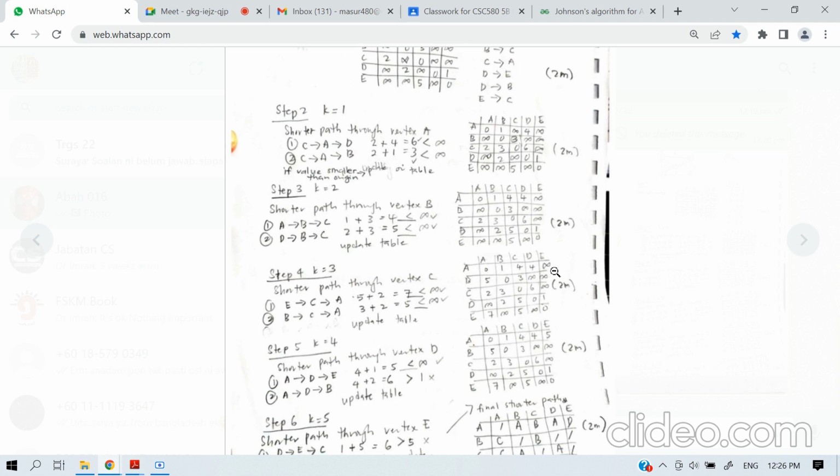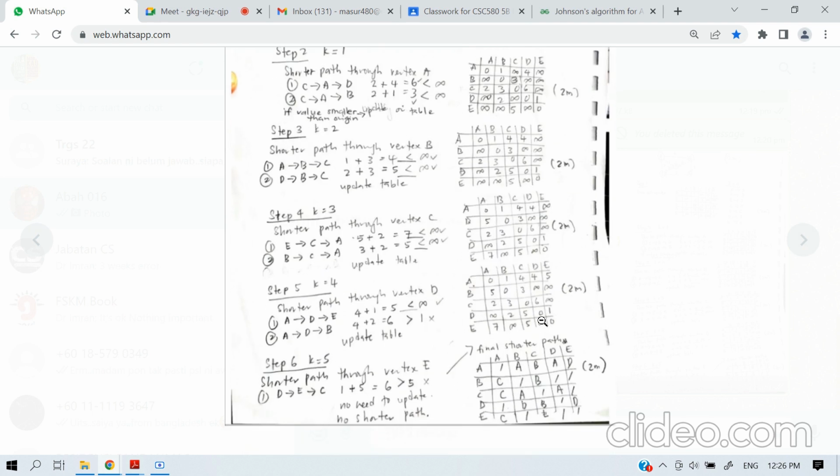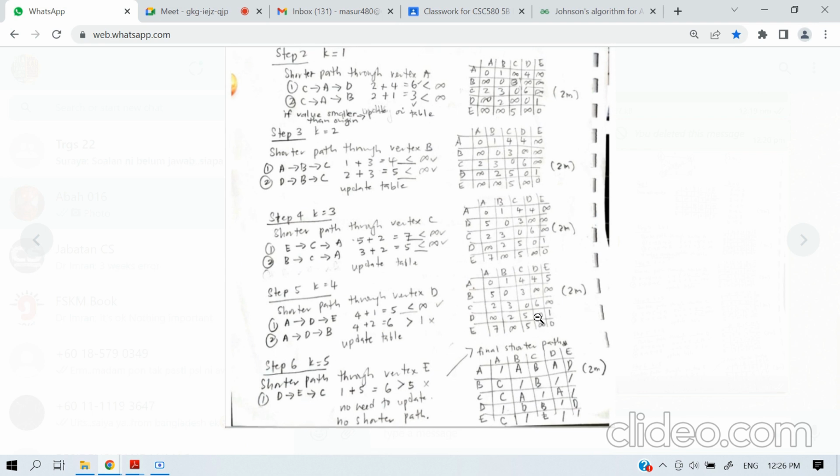Okay then, it is not finished yet, because how many K do we have? 5, right? So we have to go through K by K. So step 3 or step 4, K3, you need to go to vertex C. So check whether there are any paths that go through vertex C. There are 2 here. So from E to A, going through C, 5 plus 2 equals 7, less than infinity. Please update the table. B to A going through C, 3 plus 2 equals 5. 5 is less than infinity. Please update the table.